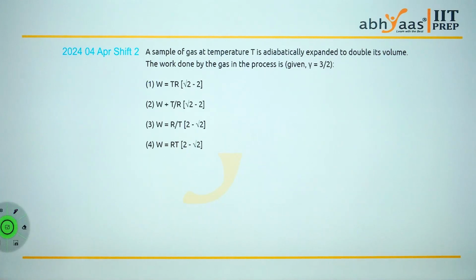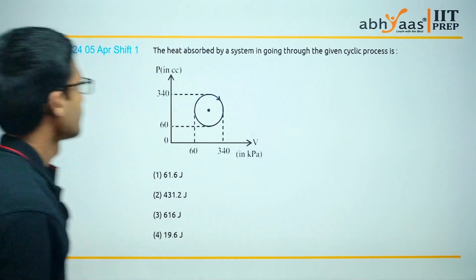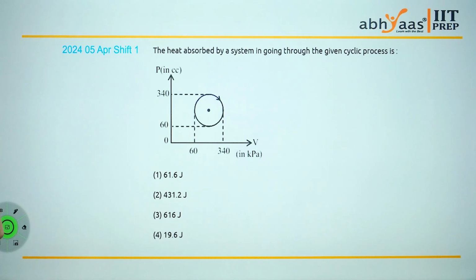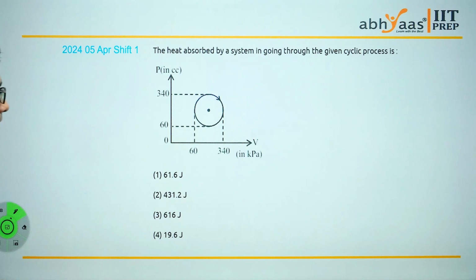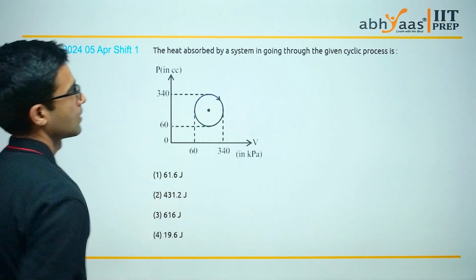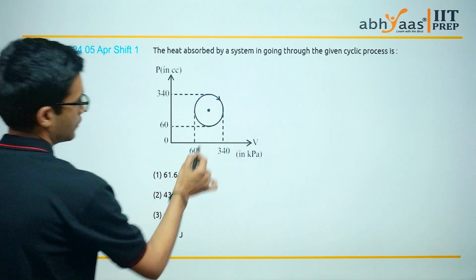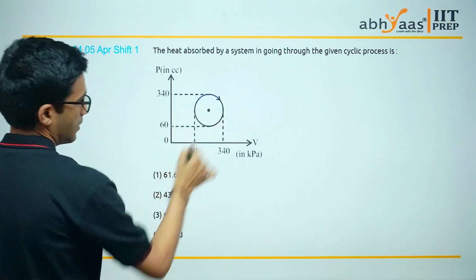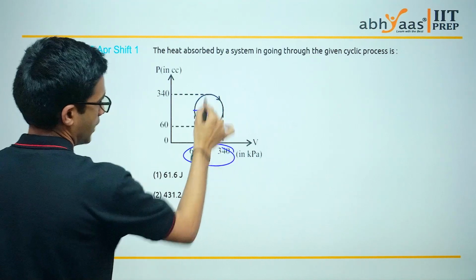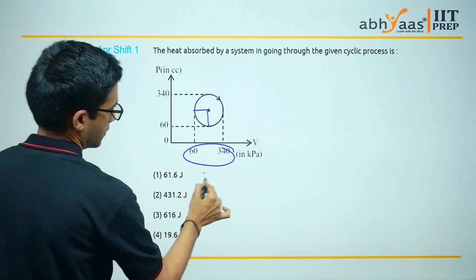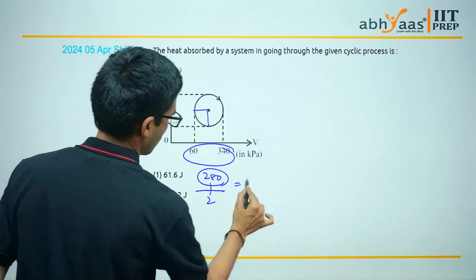Okay. Next question is also related to heat absorbed. Heat absorbed by the system is going through this one. So here, if you see a cyclic process, this is a circle, right? Radius you can calculate. Radius is how much? The diameter is 340 minus 60, that is 280. Radius means divided by 2, that is 140.